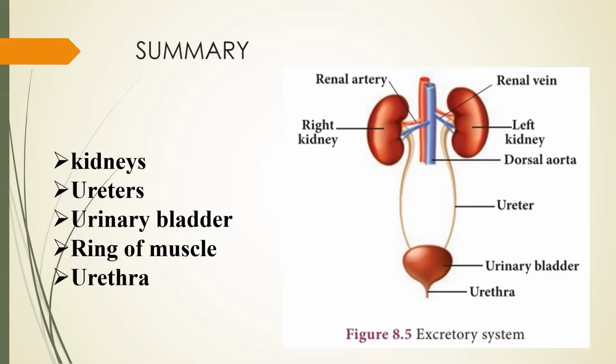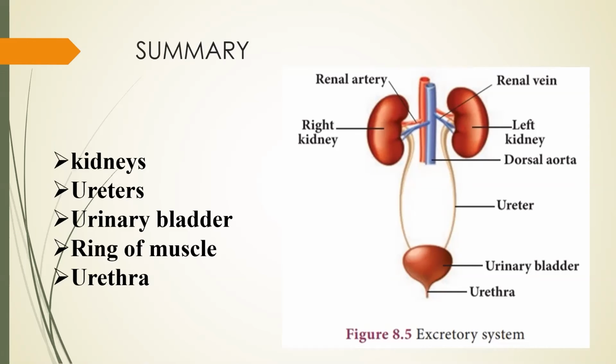Mammals such as humans excrete urea, while birds, reptiles, and some other invertebrates produce uric acid as a waste. Now we have discussed kidneys, ureters, urinary bladder, ring of muscle, and urethra and their functions.